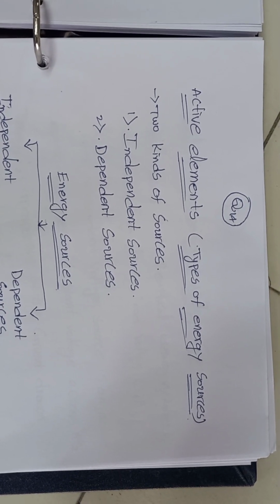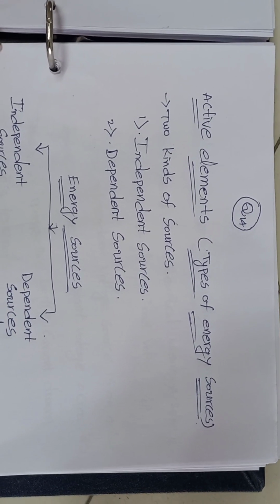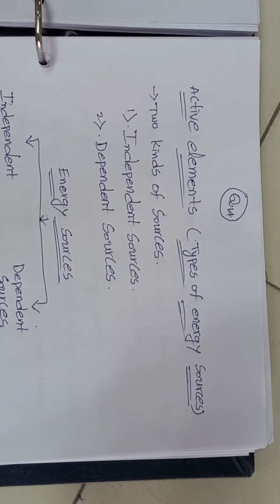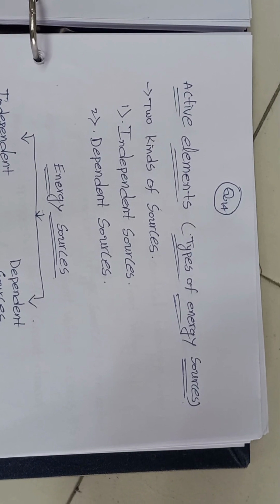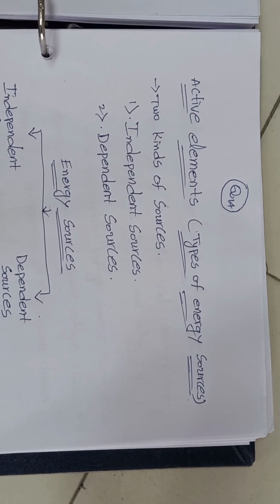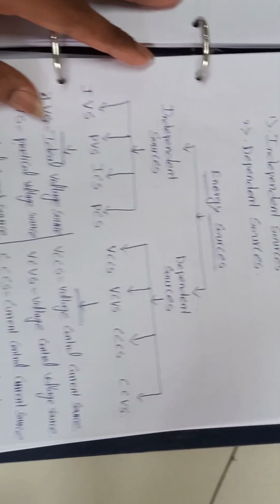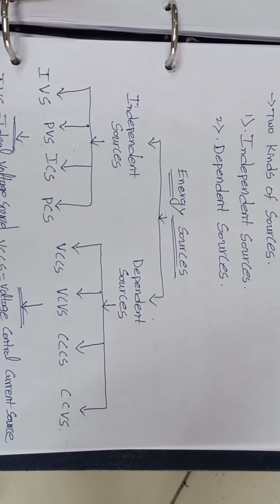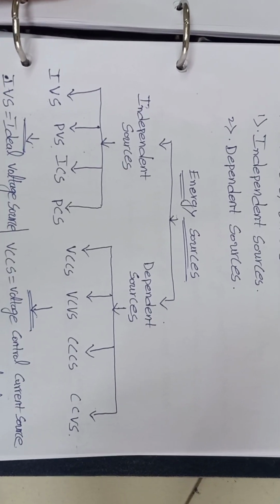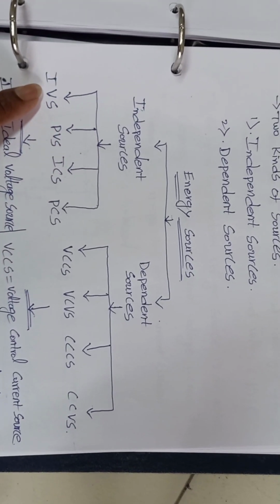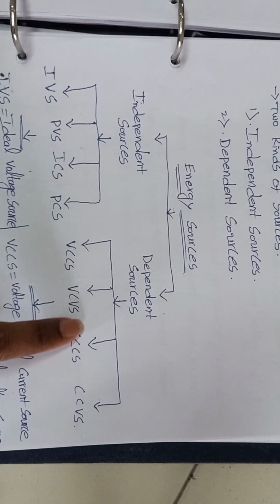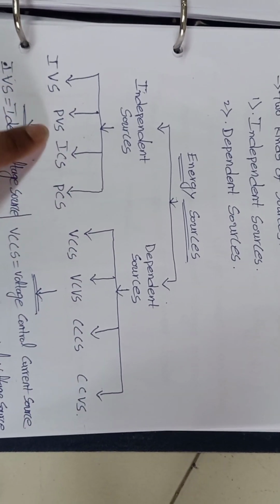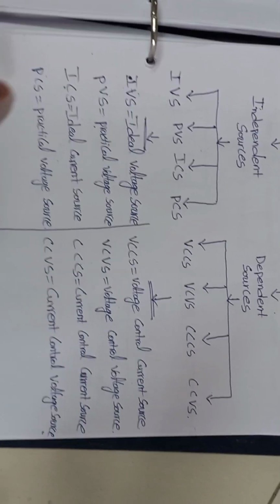So independent source in the sense those kind of sources will not depend upon any other sources. Dependent sources in the sense these dependent sources completely depend upon the independent sources. So we have different types of independent sources and different dependent sources here. I have given that independent sources are 4 types and dependent sources are again 4 types here. So these are abbreviated below here.